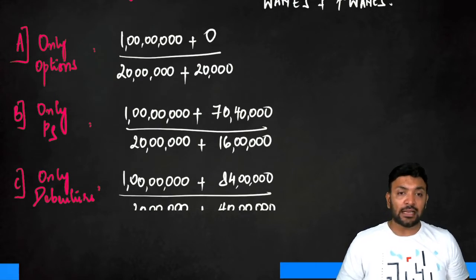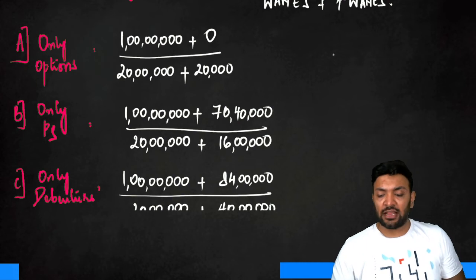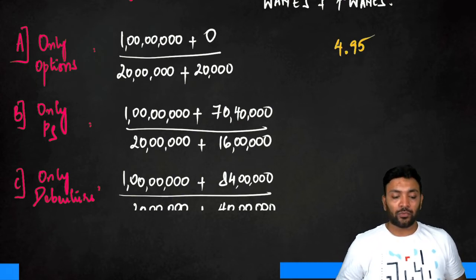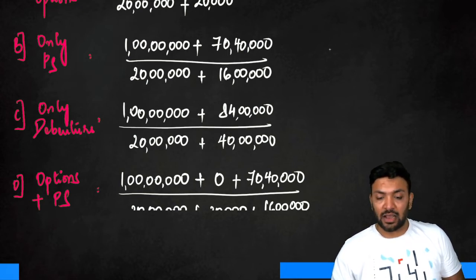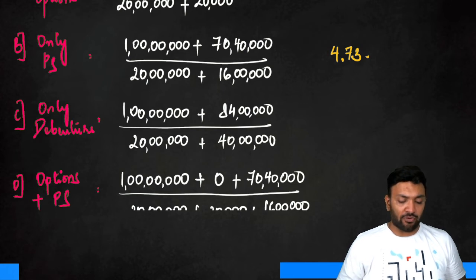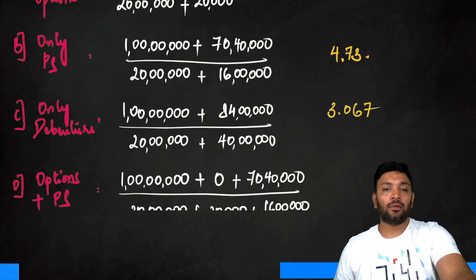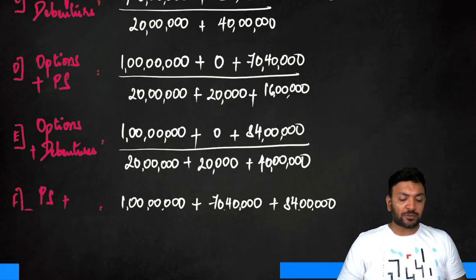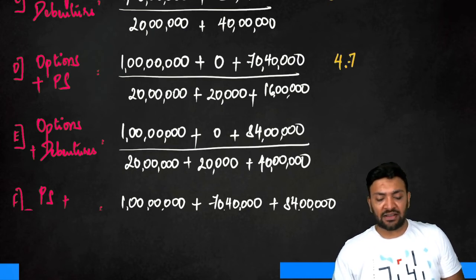In the first case, it is 1 crore divided by 20,20,000. So here the answer is 4.95. Only preference shares are getting diluted. So in such case, it will be 170.4 divided by 36. Answer is 4.73. Only debentures, 184 divided by 60, 3.067. Options plus preference share, then 1 crore 70 lakh 40,000 divided by 36 lakh 20,000. Answer is 4.707.